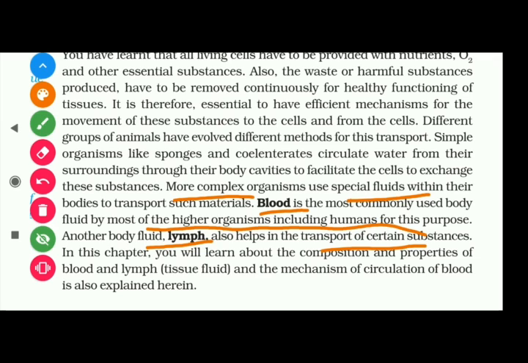Now in this chapter you will learn about the composition and properties of blood and lymph. Lymph means tissue fluids, and the mechanism of circulation of blood is also explained here. We will see the blood and lymph compositions and their properties, how they work, what substances they are made of, and their mechanism of circulation, and we will learn one by one.